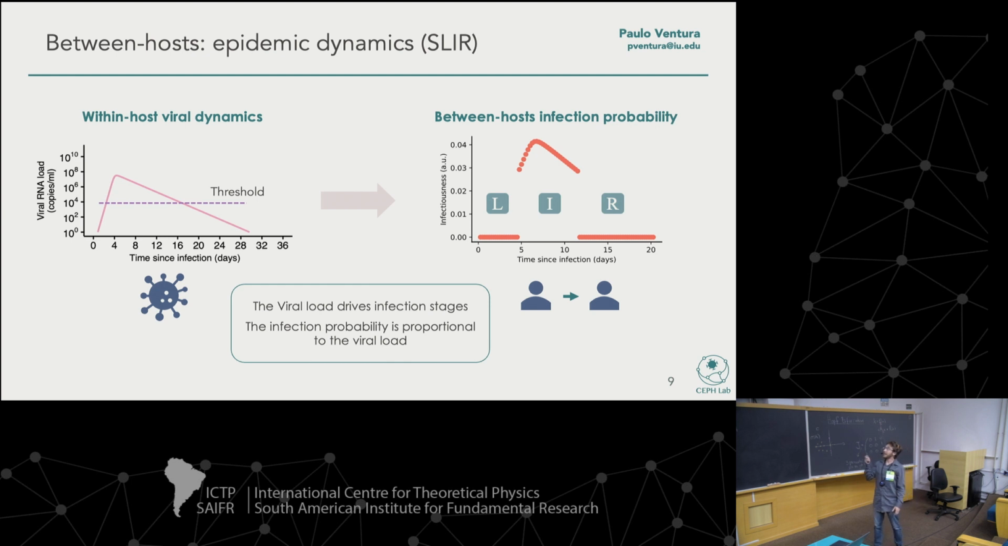Okay, and then how do I use this within-host model in a between-host model? It's simple. You take the viral load dynamics and you put a threshold. Under this threshold, you are latent. So if you get infected, you start susceptible. Then you go to the latent period, you're not infecting anyone, but you have the pathogen. Then you go over the threshold, you start infecting people, proportional to your viral load. After you go below the threshold again, you are removed. So you're no longer infectious, and you're basically immune in this simple assumption. Okay, so that's how our between-host model works.